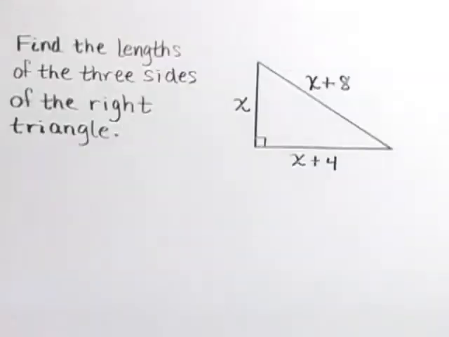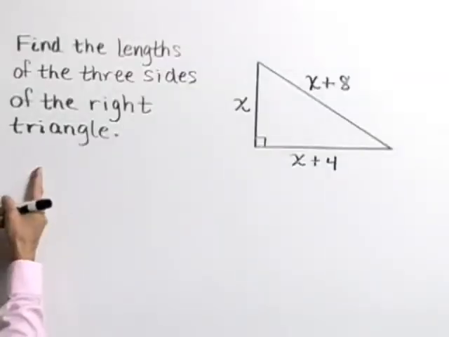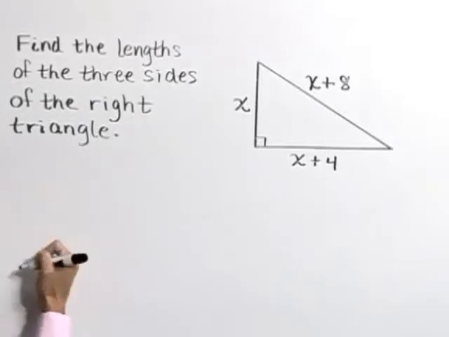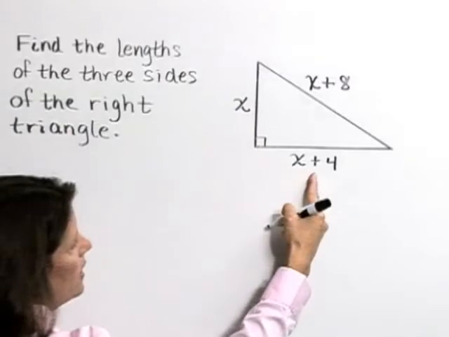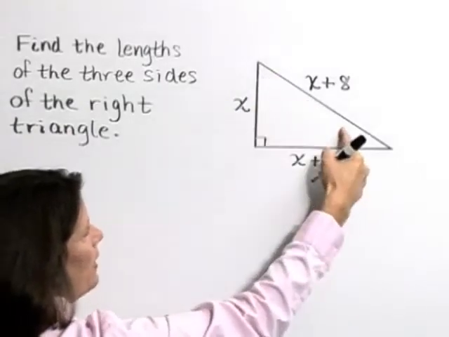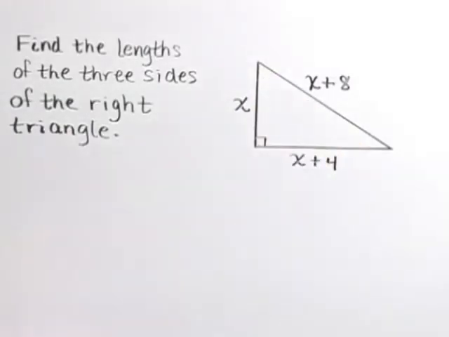Solve the problem. Find the lengths of the three sides of the right triangle. Here we have a right triangle with legs of x and x plus 4, a hypotenuse of x plus 8.